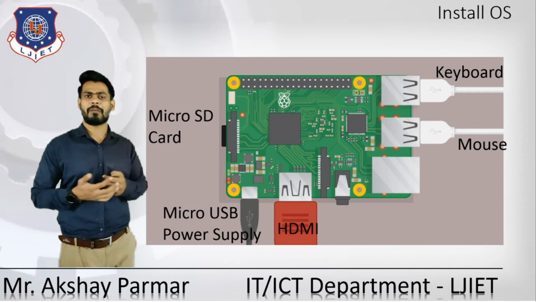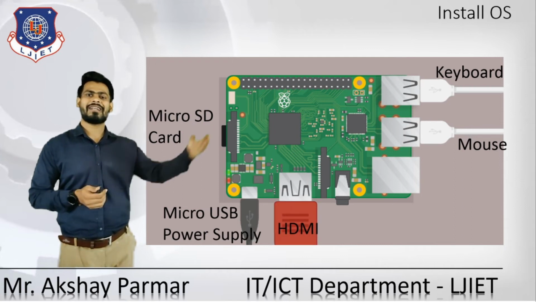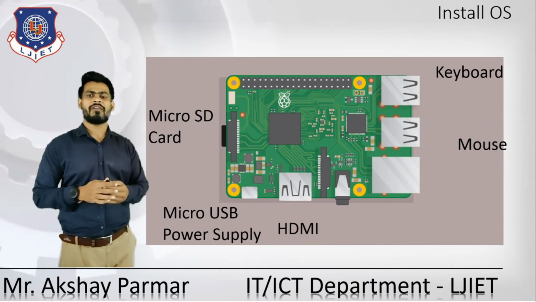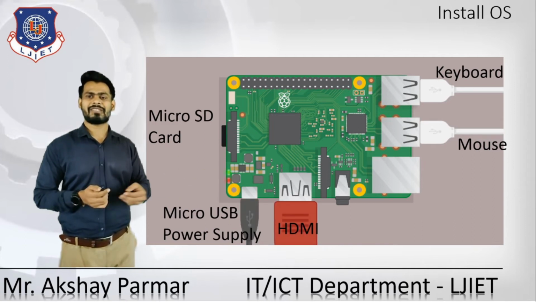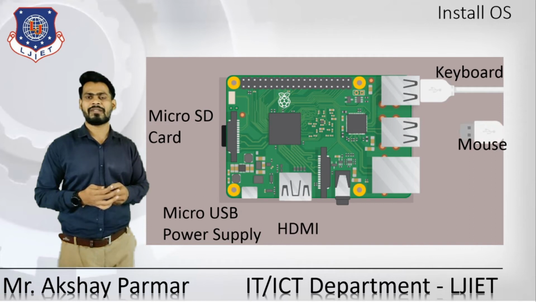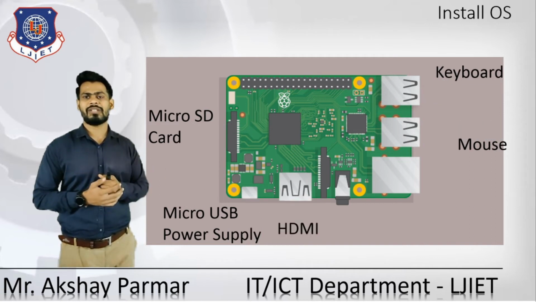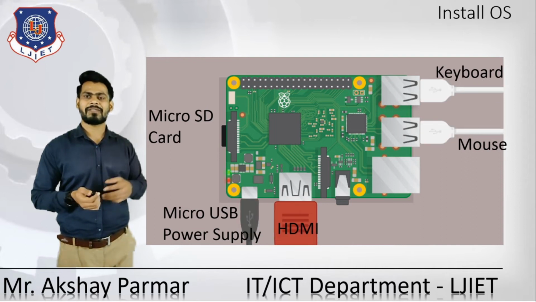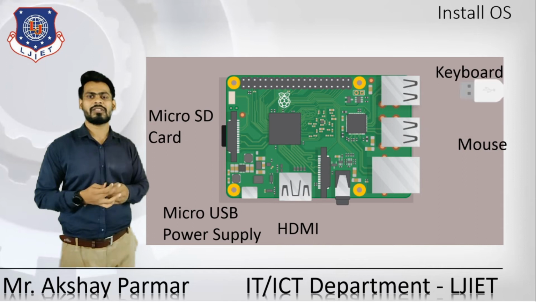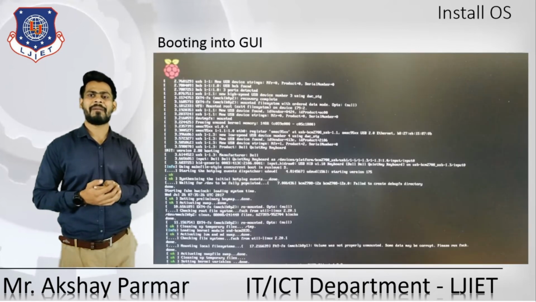There are several components already on the Raspberry Pi. With the help of the USB slots, you can connect a keyboard and mouse. For display, you can use an HDMI cable. For the power supply, we have a micro USB slot, by which we give 5 volts to the Raspberry Pi. For storage, we have a micro SD card slot. Those are the basic components of the Raspberry Pi.